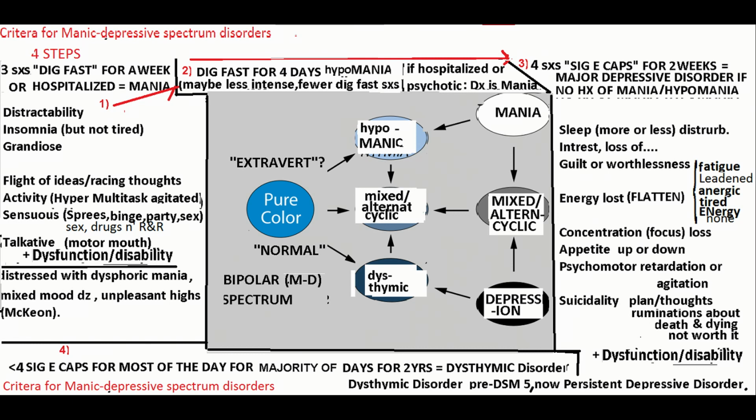Down at the bottom there, below disability and dysfunction, in the left lower quadrant of this, you'll see distress with dysphoric mania and mixed mood disorders. And they'll also have distress. And of course, that distress can be either you or the people around you, or probably both in most cases. Then up at the top of that gray diagram, number 2 is DIG FAST symptoms for 4 days. That's hypomania. You can have all the symptoms of mania, but it doesn't last for a week.